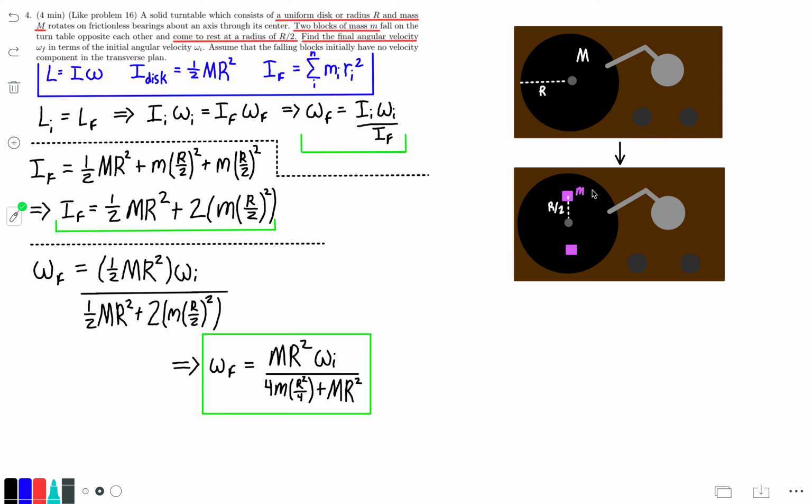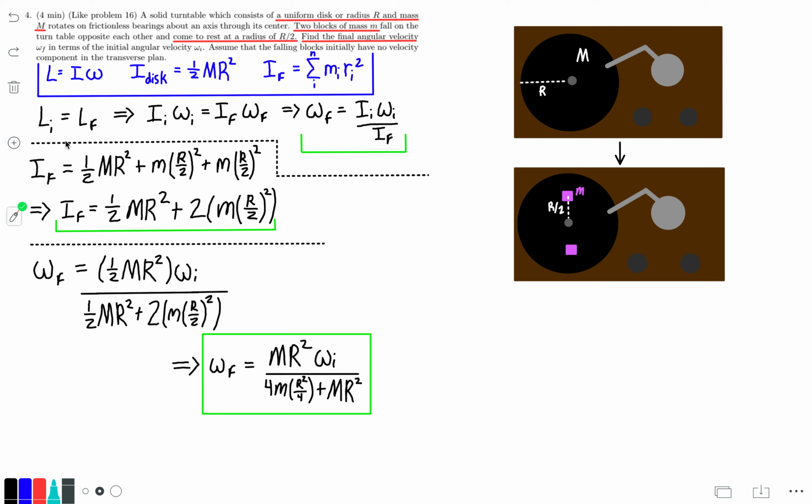Some things that might be helpful before we get into this problem are the equation for the angular momentum, the moment of inertia of a solid disk, and how we get the final moment of inertia from the sum of all the initial parts.